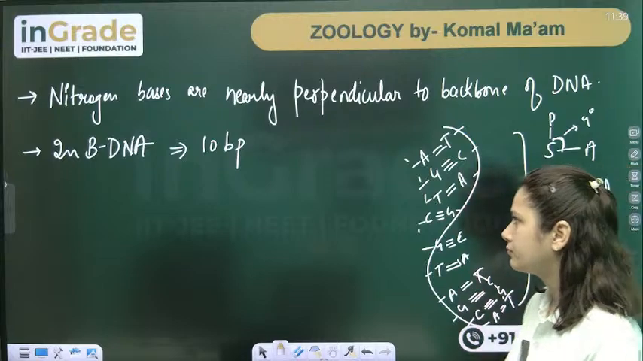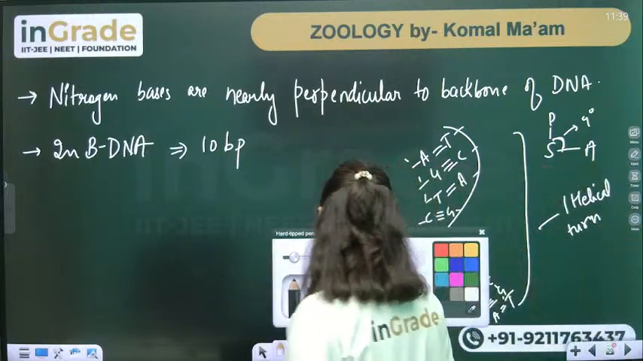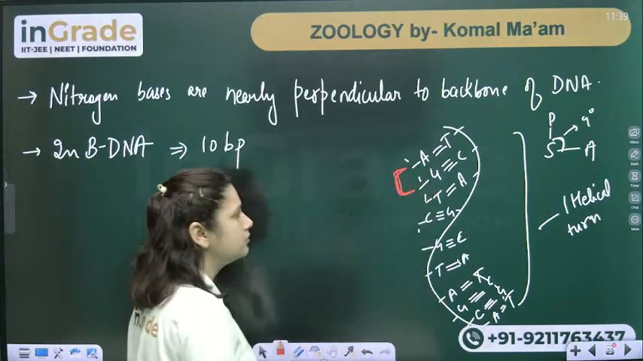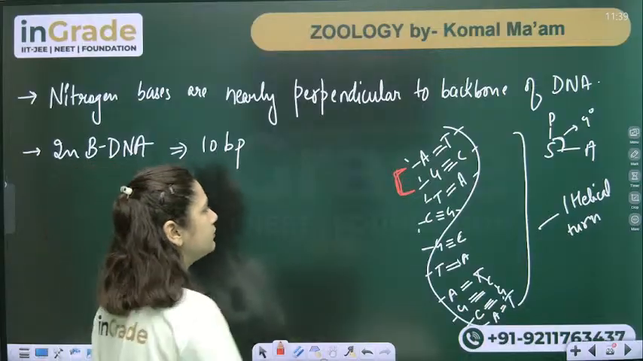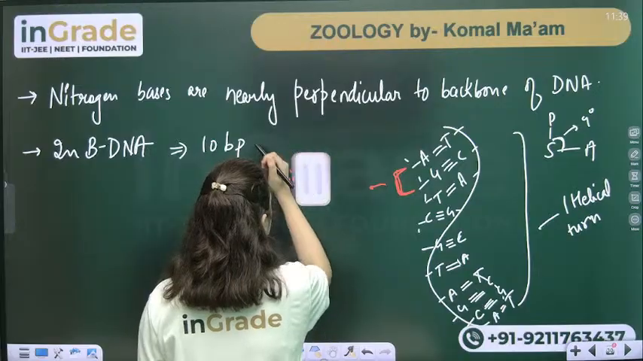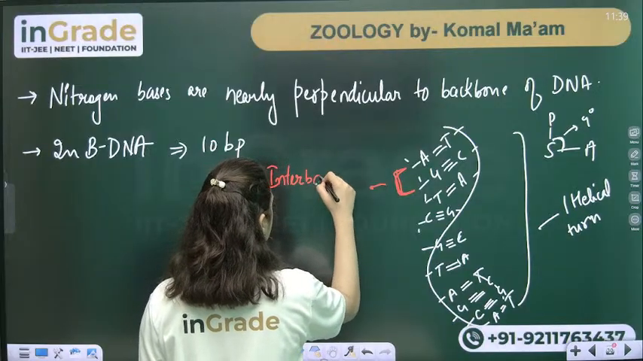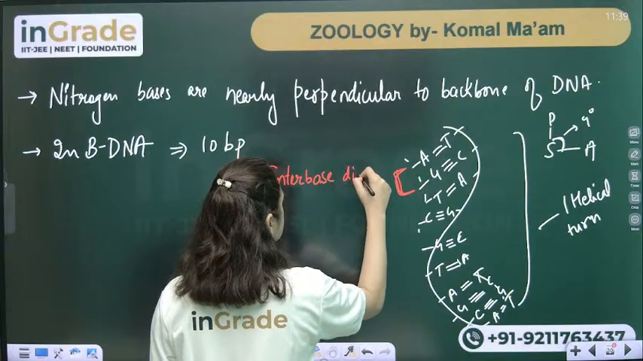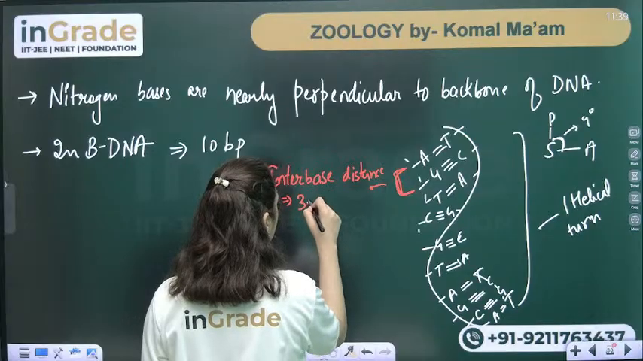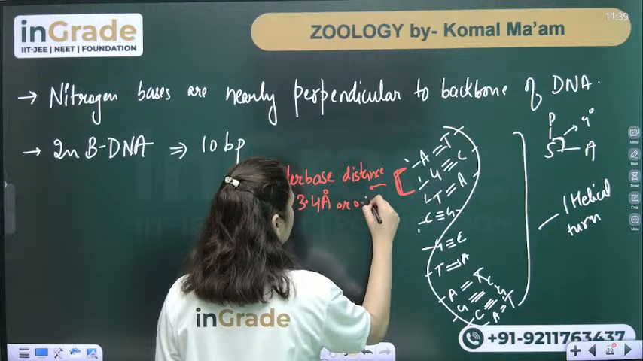Now they say that the interbase distance, the distance between two base pairs, is 3.4 angstrom, or you can say it is 0.34 nm.